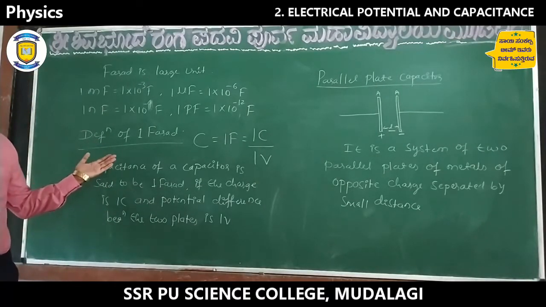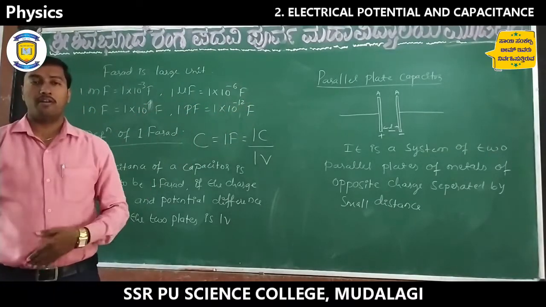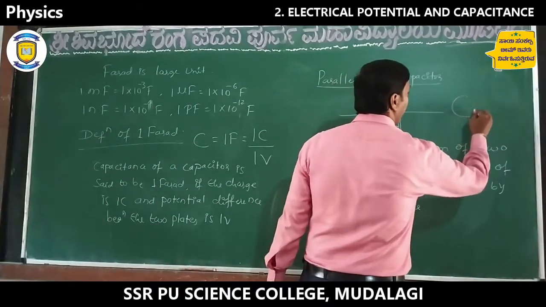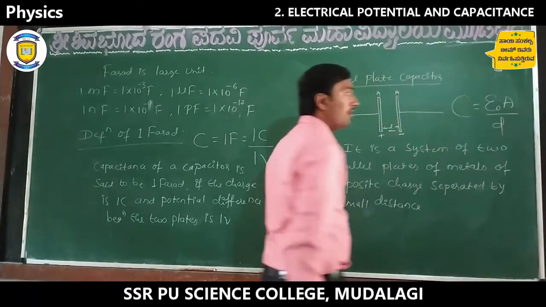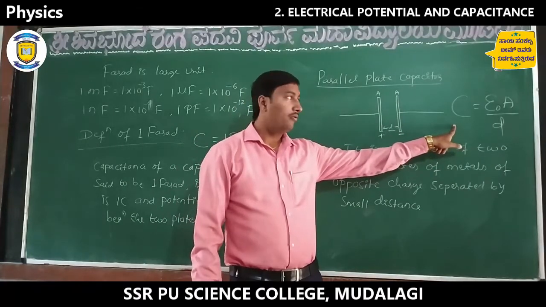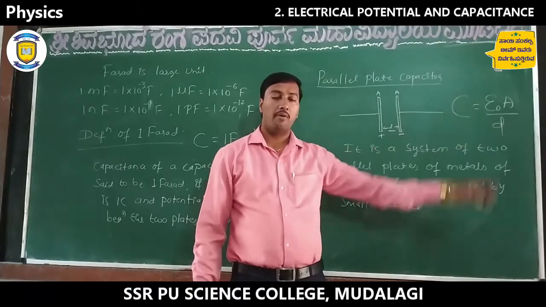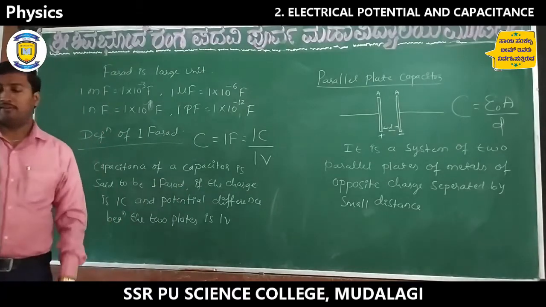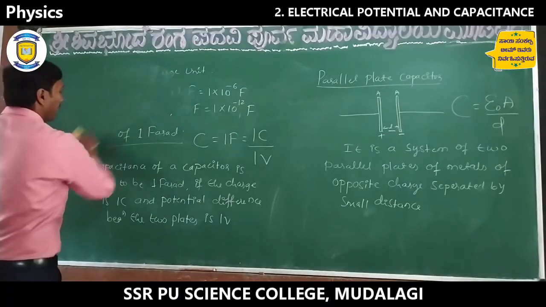Next we will derive the capacitance of a parallel plate capacitor. It is a very important 5 marks derivation. The capacitance of a parallel plate capacitor is equal to epsilon naught A divided by d. So the capacitance of a parallel plate capacitor is epsilon naught A by d. It is a very important derivation in this chapter, correct? So we'll derive that.